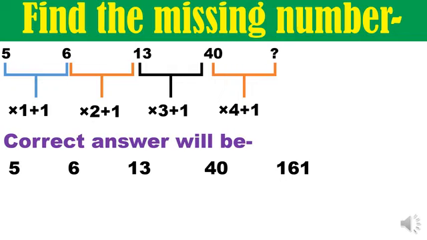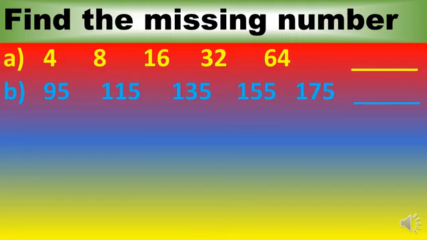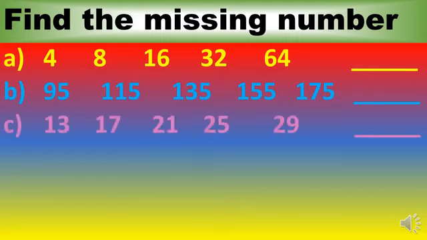So now here I am done. Now let us take homework. Answer I have explained. Okay children, and your homework is find the missing number and the questions are here. Question number 1: 4, 8, 16, 32, 64. Question number 2, or you can say B: 95, 115, 135, 155, 175. 13, 17, 21, 25, 29.